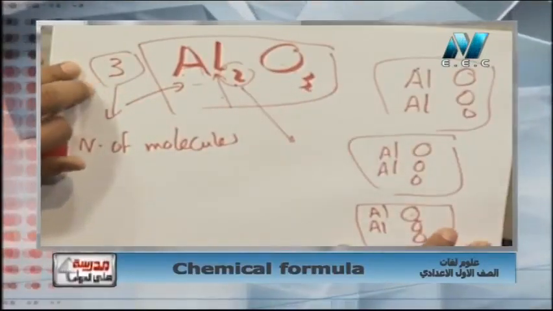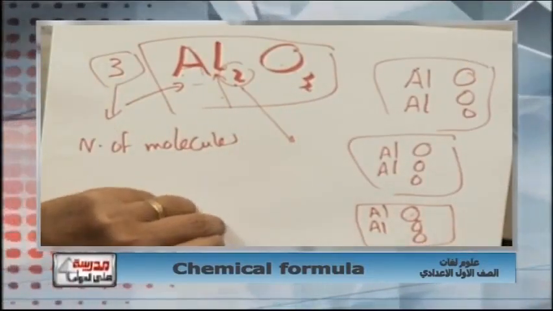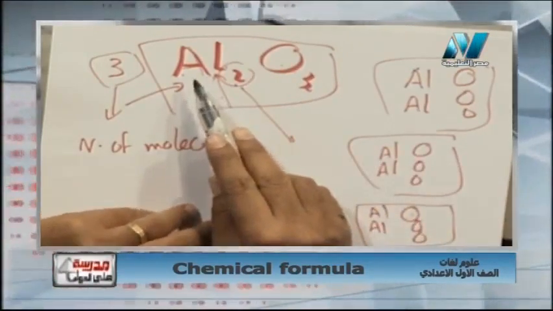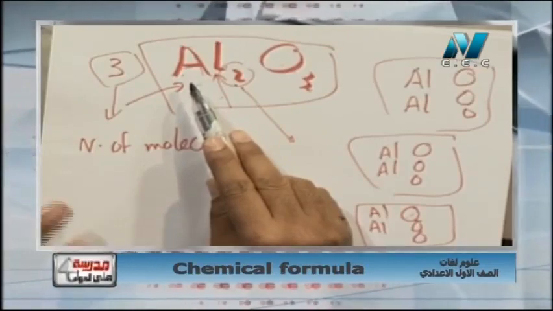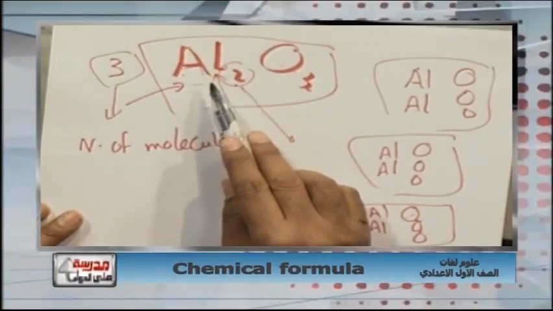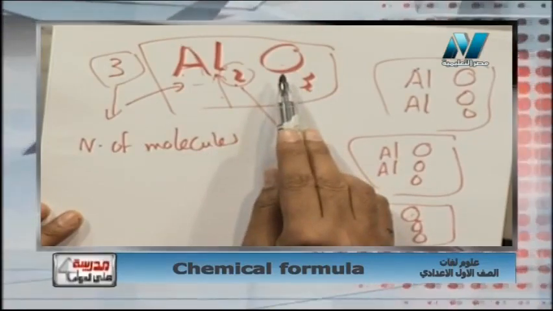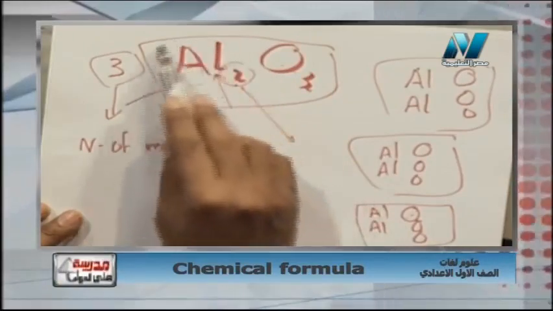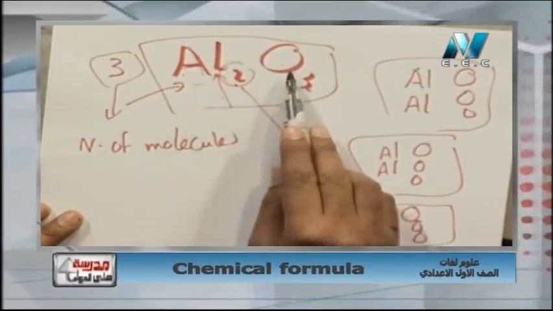Okay. Second note. It's very important. I must write the positive on the left. The positive, metal or maybe hydrogen. Negative on the right. I must start with positive, then negative.